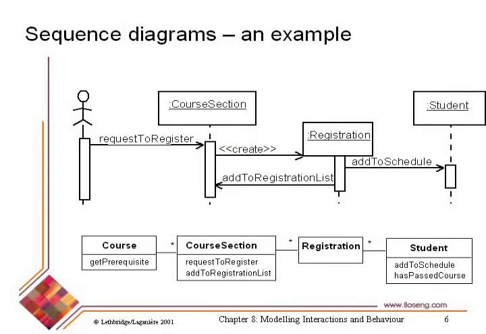You'll notice that we have course section, registration and student from left to right. But the registration object is below, is down below. What that means is that the first arrow that hits this is the creation point. So this is created by this create message. Okay, then what happens is the registration says add to schedule to the student object and add to registration list to the course section object.